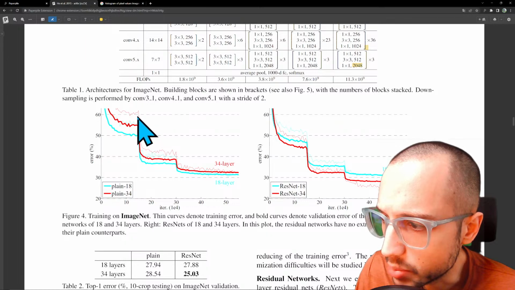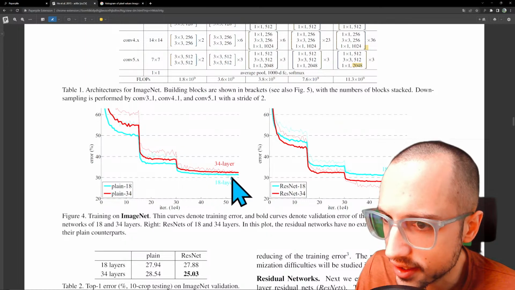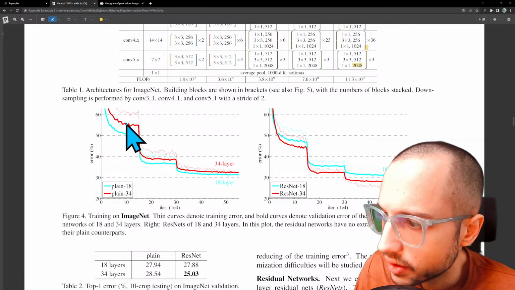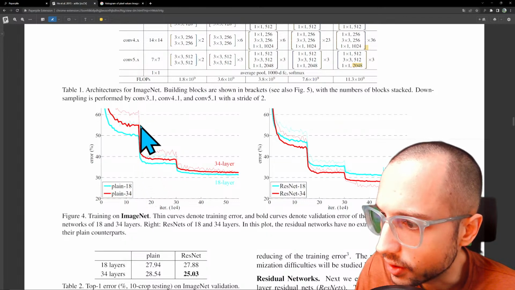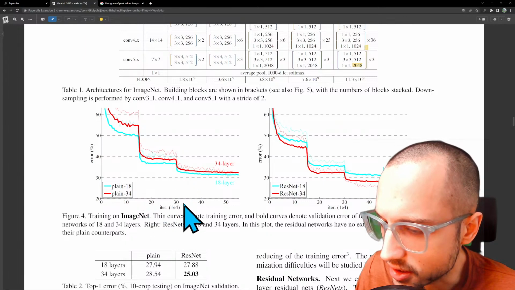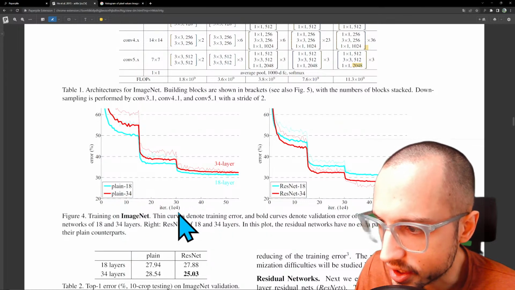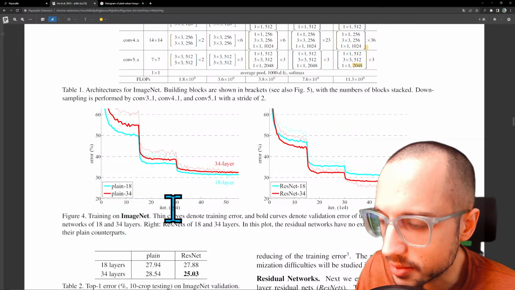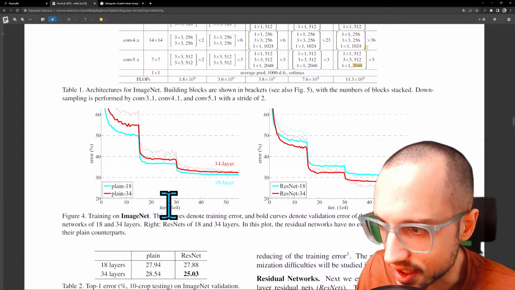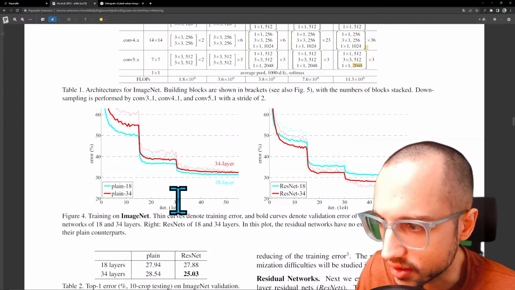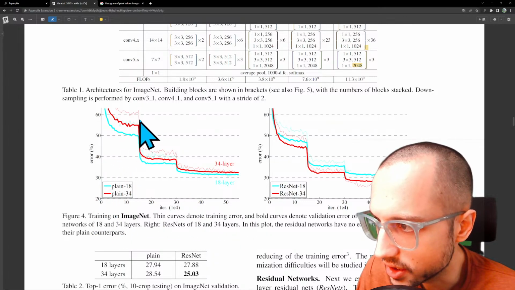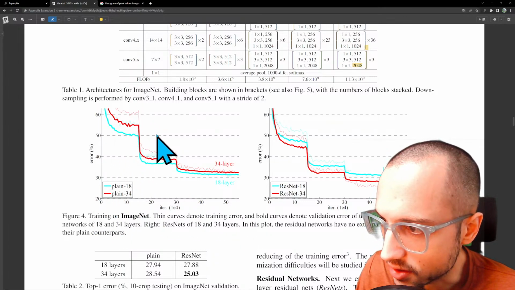I think the big drops here are the learning rate schedules. Notice how they fall exactly at 15 and 30 epochs. Or actually, these are not epochs, these are iterations. So 30 times 10 to the 4th divided by the size of the data set would be the epoch, but they just have it here in iteration numbers. But I think that's what they're doing here. These are the learning rate schedules.